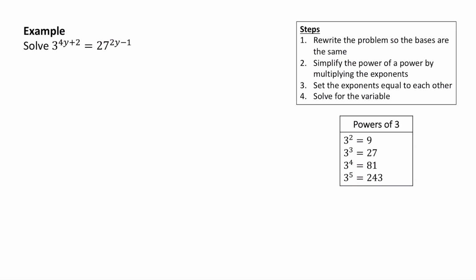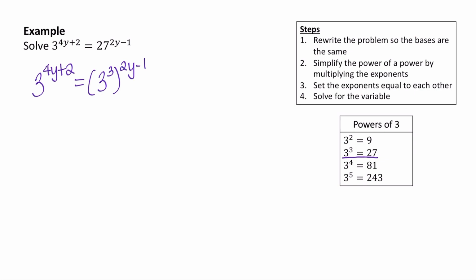So on the left side, we have 3 to the 4y plus 2. And if we look at our powers chart, notice in the powers of 3, we have 3 to the third equals 27. Okay, so we can rewrite this as 3 to the 4y plus 2 equals 27, which is 3 to the third, and that's raised to the 2y minus 1 power.